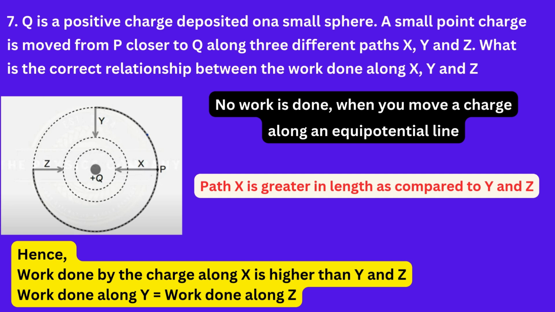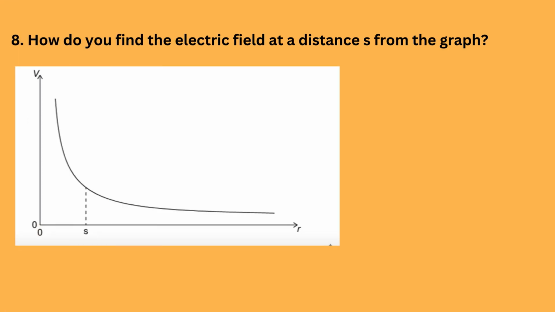Concept 8. We've got a graph showing the electric potential V as a function of distance r from a positive point charge, Q. How can we use this graph to figure out the electric field? This one takes us back to the fundamental relationship between electric potential and electric field. Right, remember the electric field tells us the force per unit charge. And the potential tells us the potential energy per unit charge. So how do we connect those two ideas using the graph?